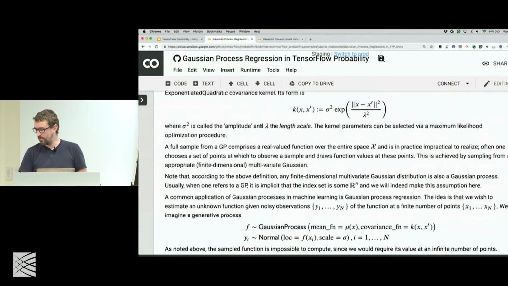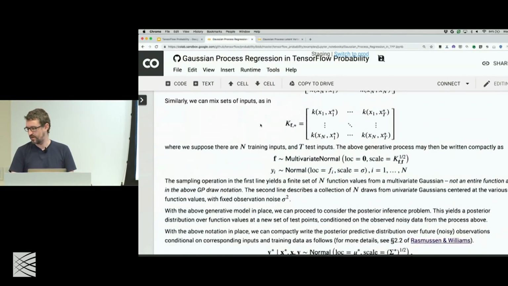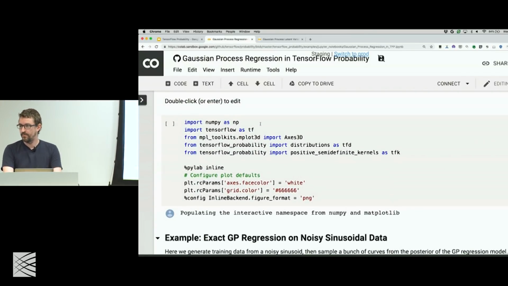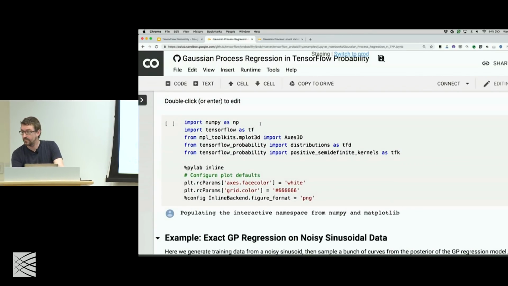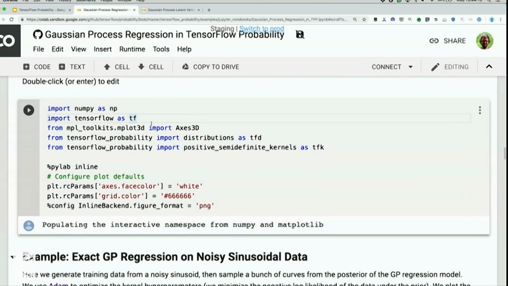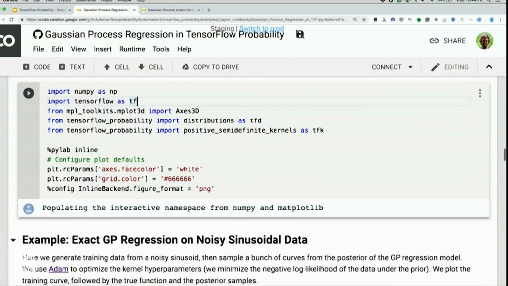And so yeah, I run through a lot of the introductory stuff here in the text, which hopefully is self-contained and readable. Right, so we do some imports. We grab NumPy, TensorFlow, and a couple of sub-packages in TensorFlow Probability.